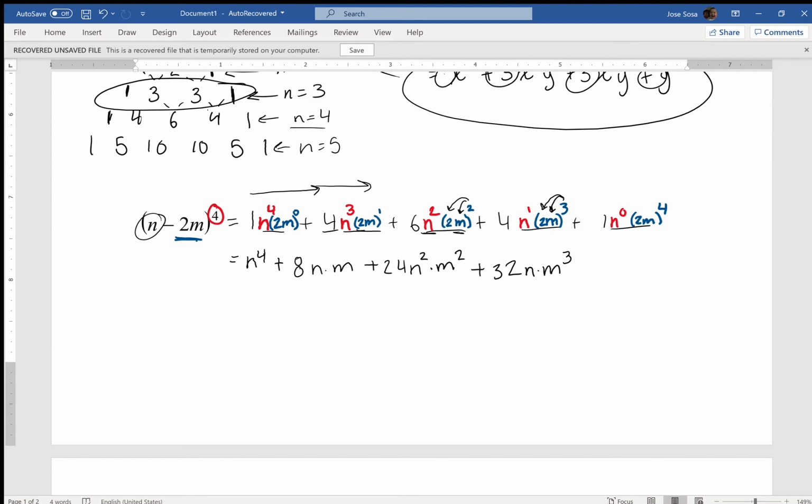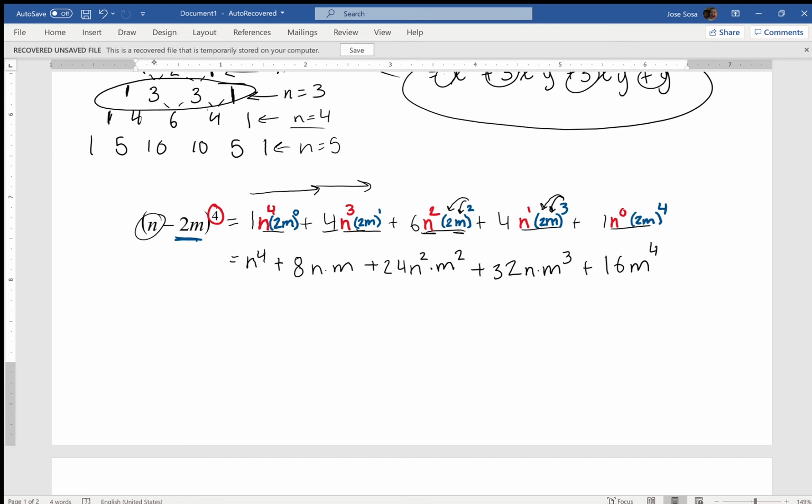And finally, n to the 0 is 1, times 1 is 1. 2 to the fourth power is 16. And 16m, that's it, 16m. Is there anything else that we can simplify? I don't think so. I think that's it. Oh, m to the fourth power. Silly goose. That's the expansion right there.